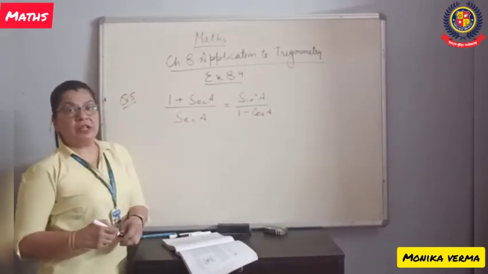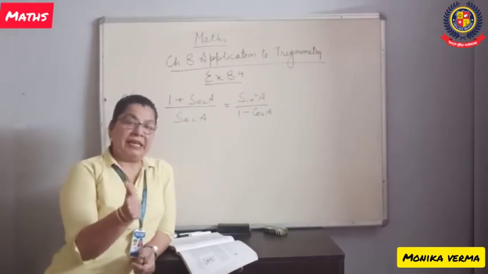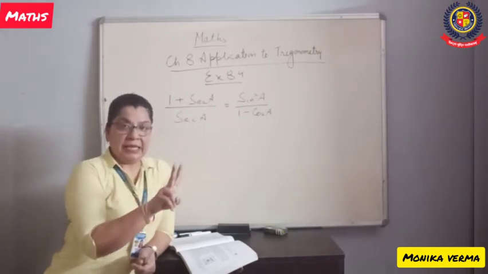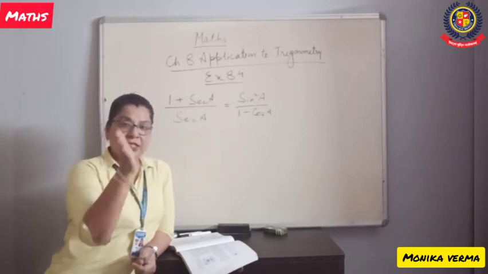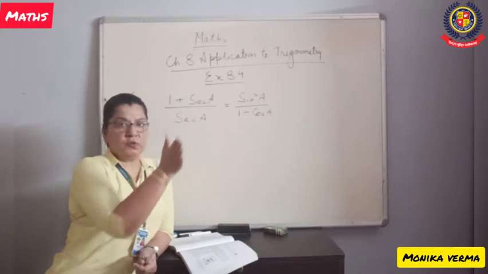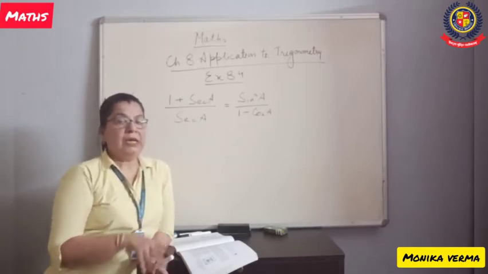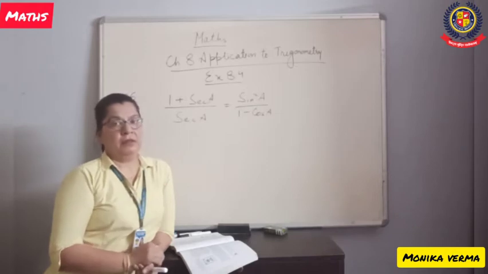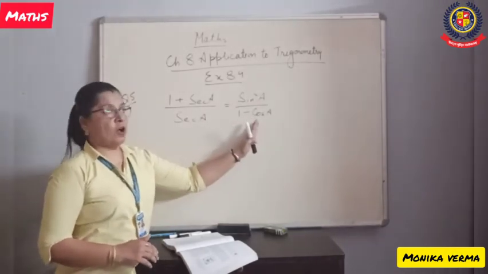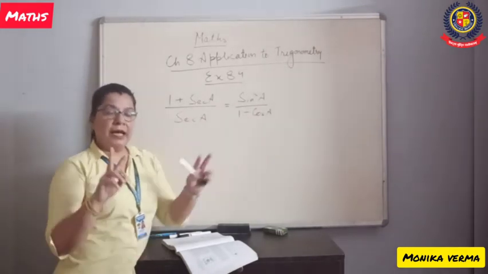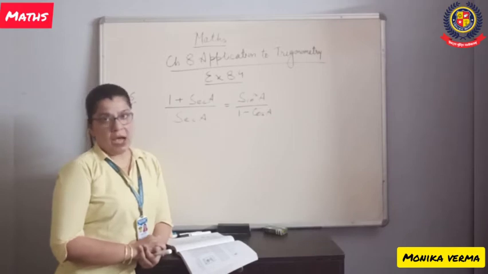I told you we are having 3 methods to solve a question. One, we have to take LHS to RHS. Second, from RHS to LHS. Third, LHS to one place, RHS to one place, and then both the parts are same. Okay, in this we'll adopt the third method. We'll solve LHS to a certain extent, we'll solve RHS to a certain extent, and then both the parts are same. Then we could say LHS is equal to RHS.